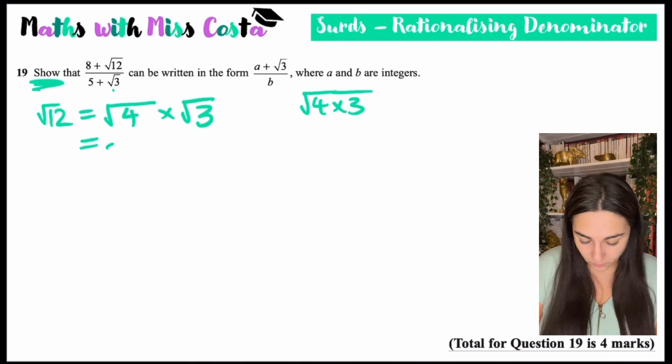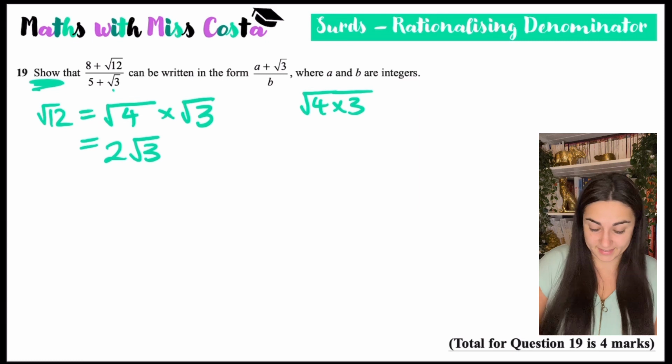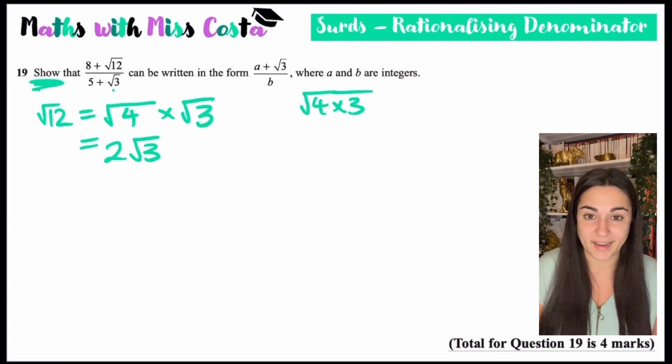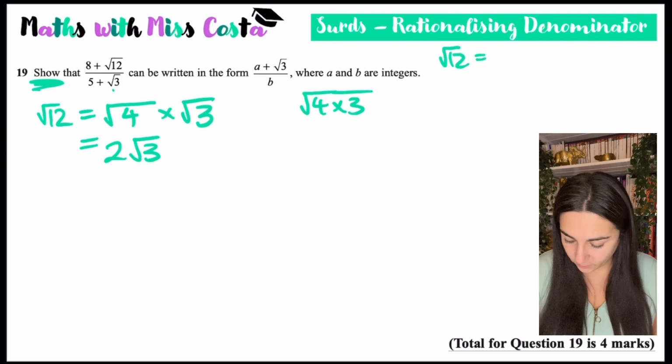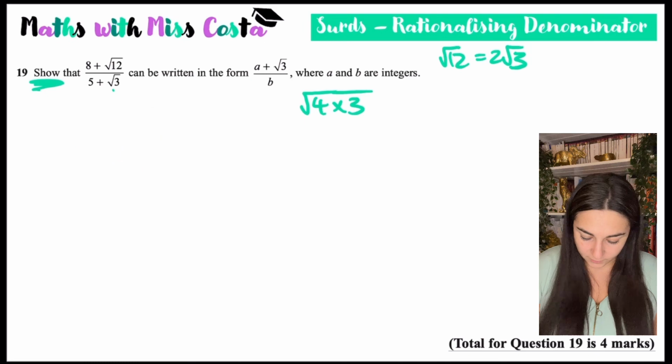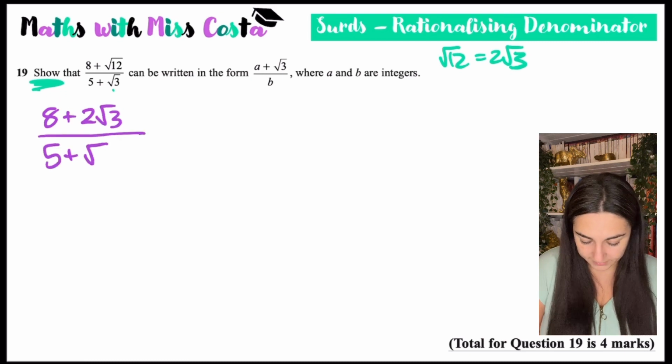So the square root of 4 is 2. So that would give me 2 root 3. So root 12 can actually be written as 2 root 3. Now that makes my life easier because the denominator is already expressed as the root of 3. So that's just a little quick thing to help me. So I'm going to write this here just to make more space. So let's see what I can do. So I'm going to write that as 8 plus 2 root 3 over 5 plus root 3.